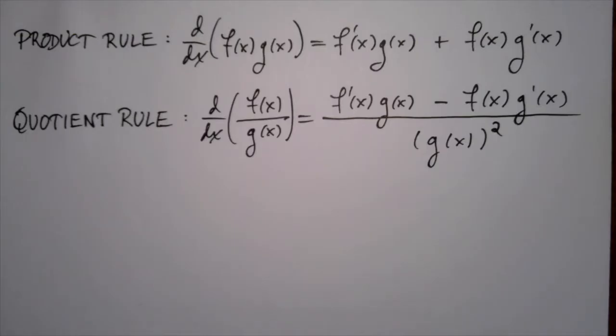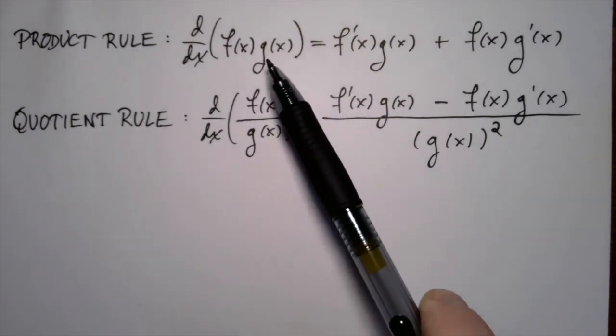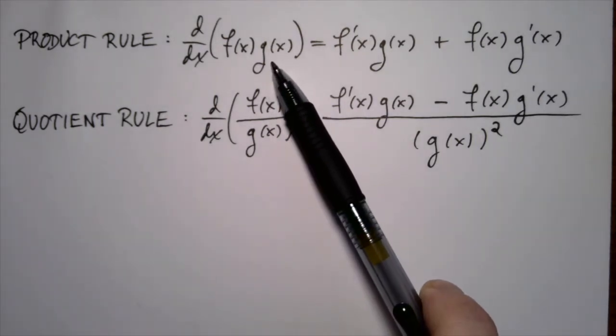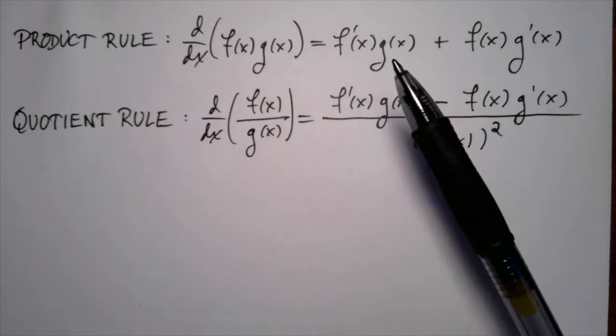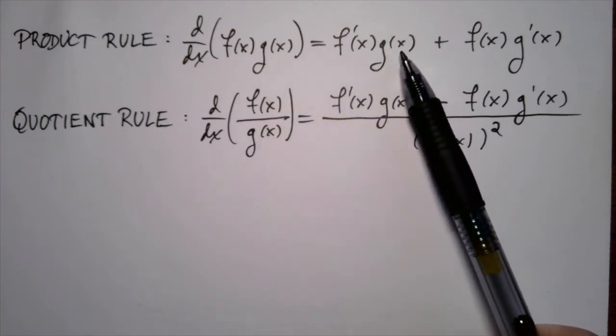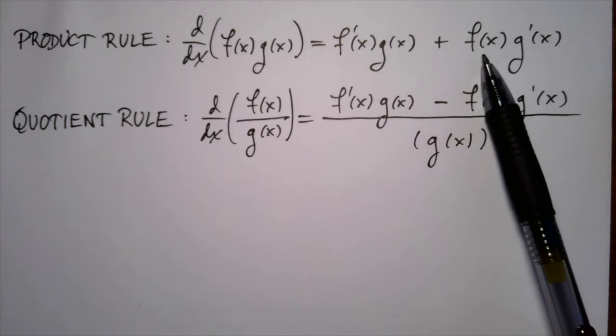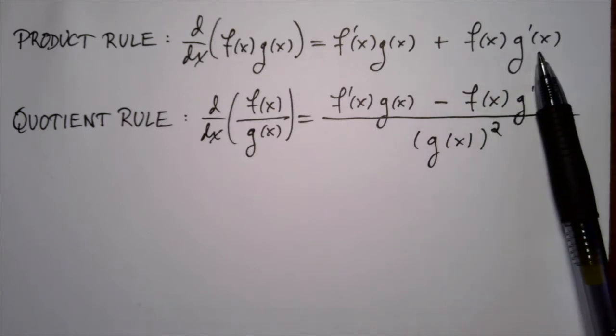On the path to truth, there is only one true method. Calculation. Let's calculate some more derivatives. We've been discussing the product rule. This tells us that the derivative of the multiplication of two functions f and g is given by the derivative of the first times the second plus the first times the derivative of the second.